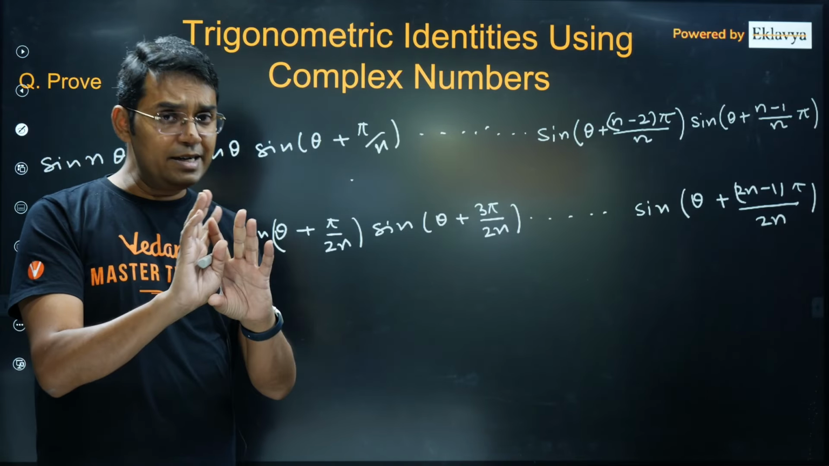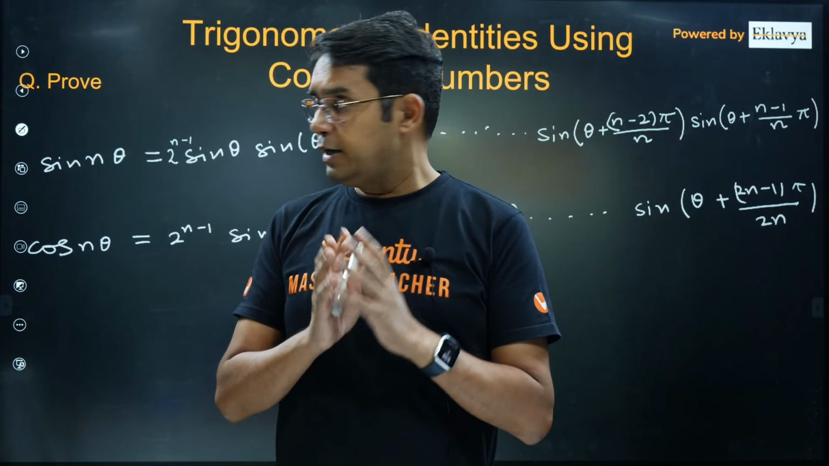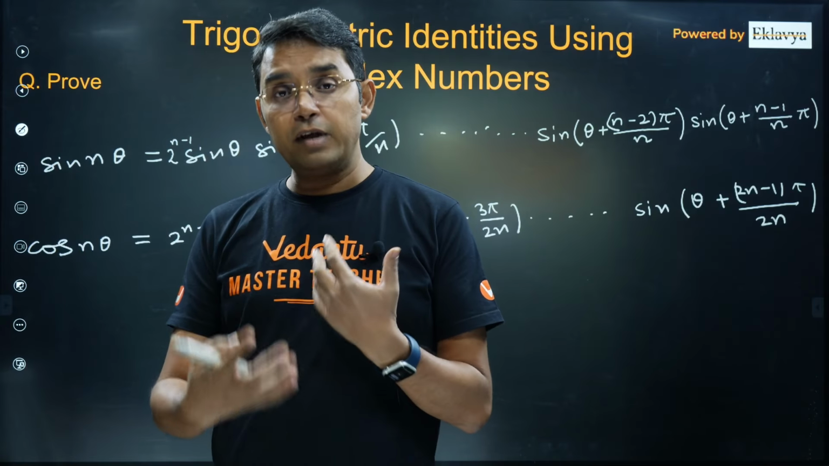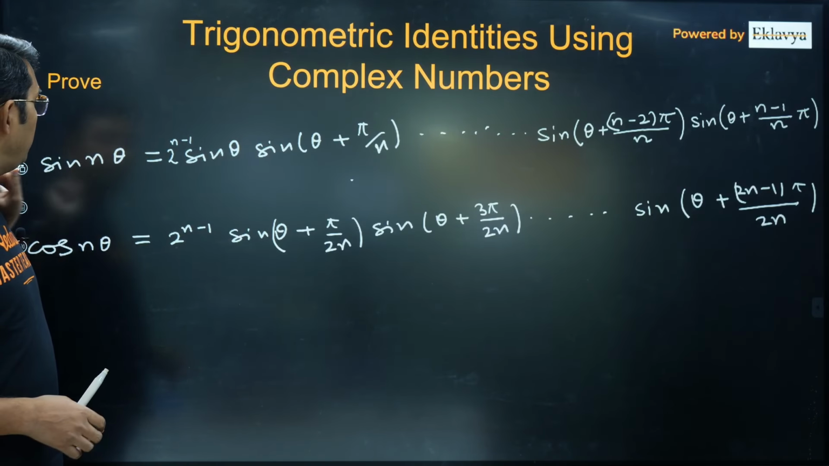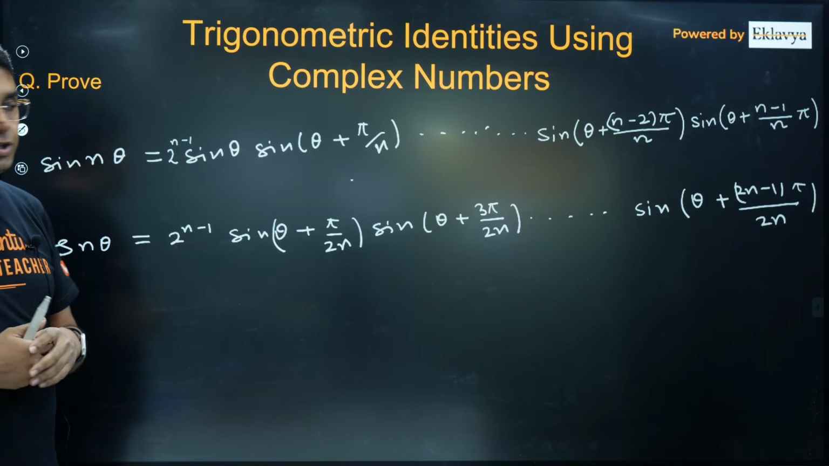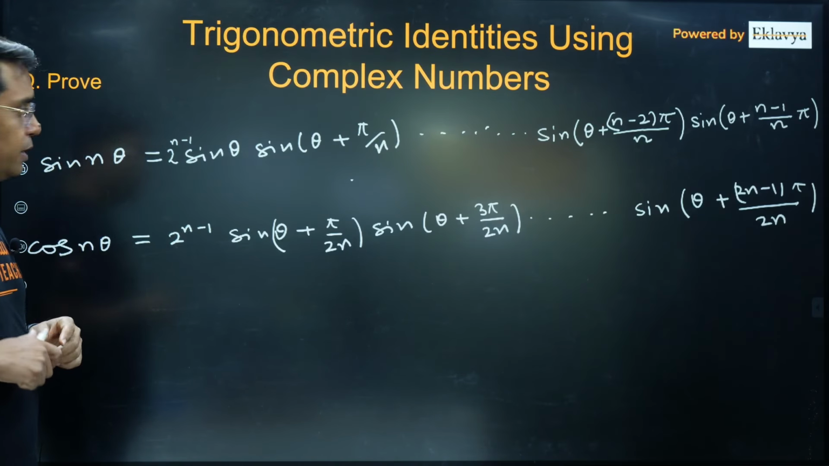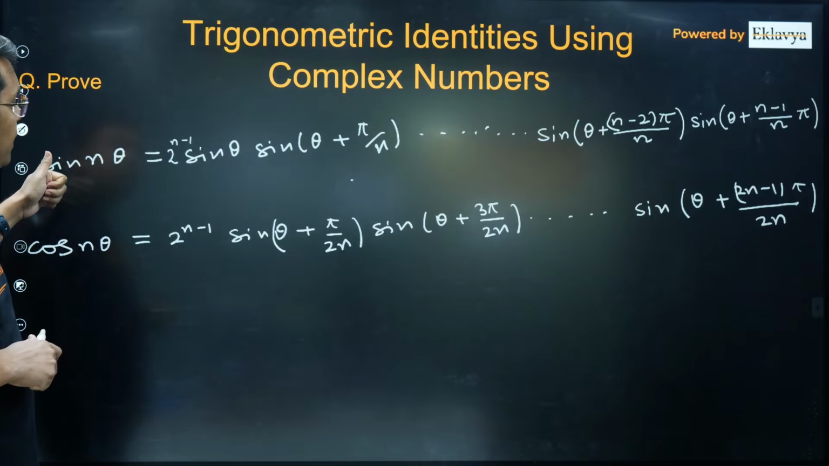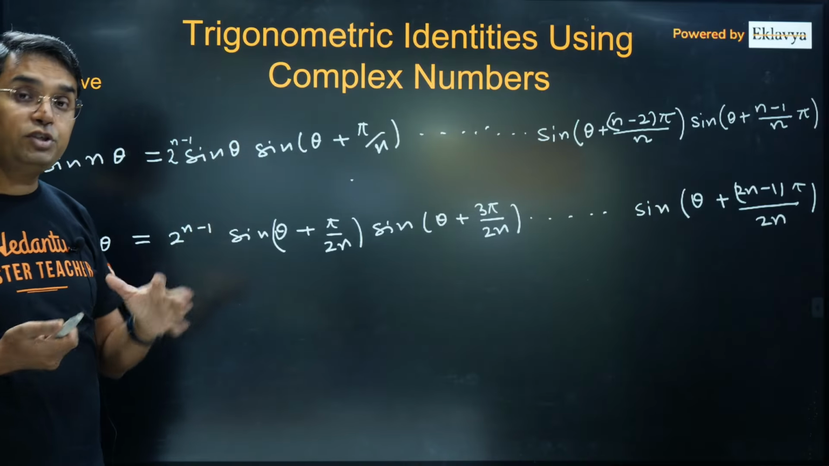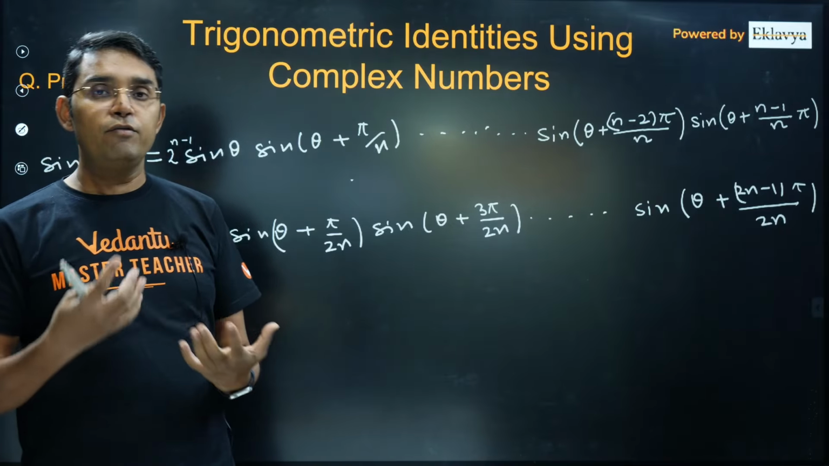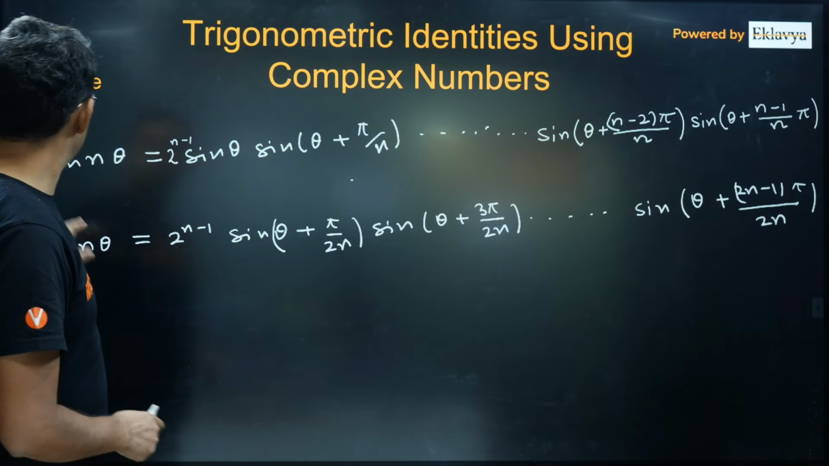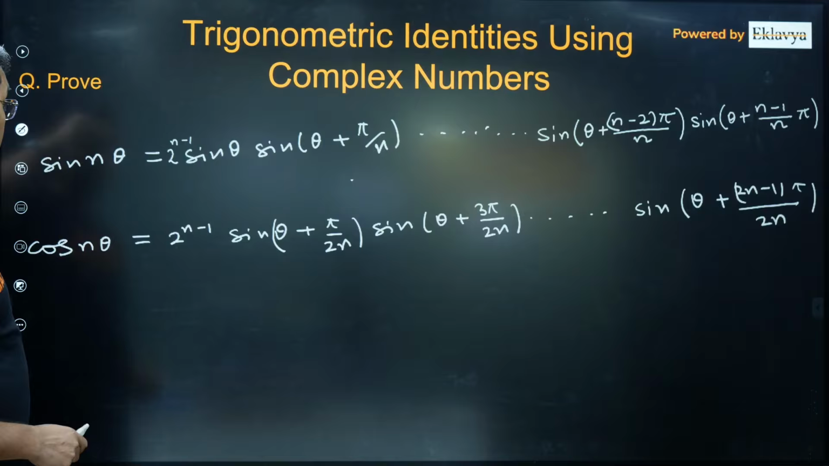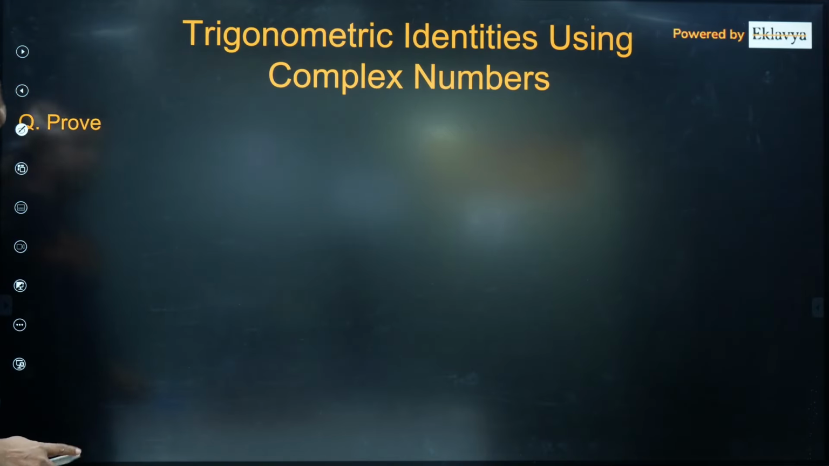This is not a standard result. So don't worry about it if you do not know it already. This is just like a question, but I found use of this thing in one of my questions, and in that question I realized that sine n theta should have some result like this, which I was able to derive with the help of the nth roots of unity. I will show you how. Okay, so let's focus on the first one.